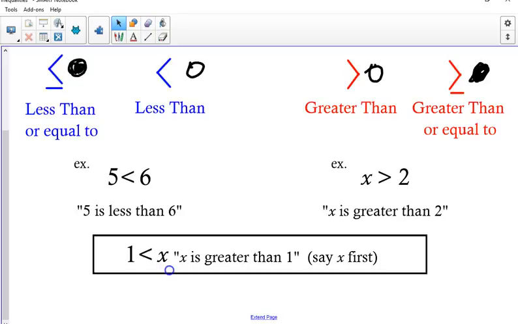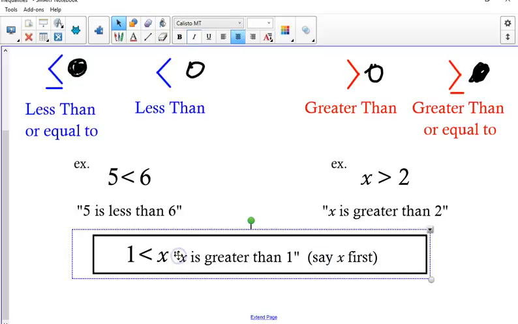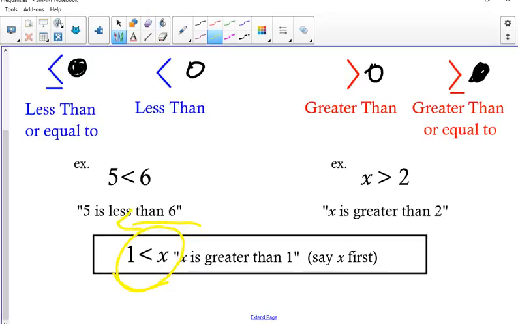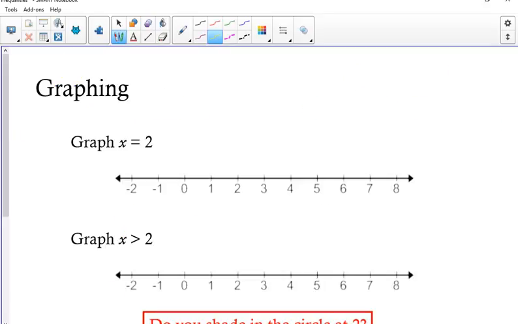Okay, if the X is on this side, you want to say the X first, so you work backwards. So then you would have X is greater than 1. Okay, so you work this direction. And you want to be careful with that because when you're graphing some of these, there are a lot of mistakes on which way the arrow should run. So if you're unsure about that, please go back and check that out again.